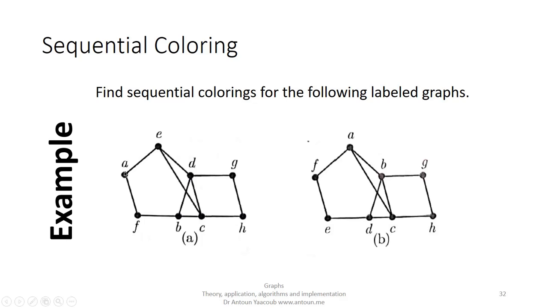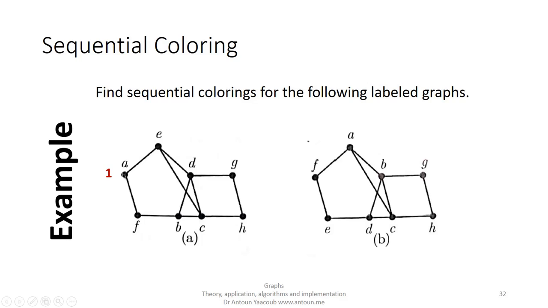To color each vertex I need to find the color of its adjacent vertices. For example, for A, its adjacent vertices are E and F, and both E and F are not colored, so I can color A starting from 1. So in my code, I know how to loop over the set of vertices, and for each vertex I need to color it.